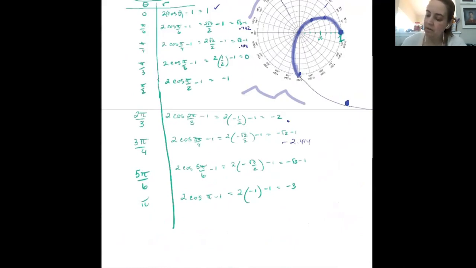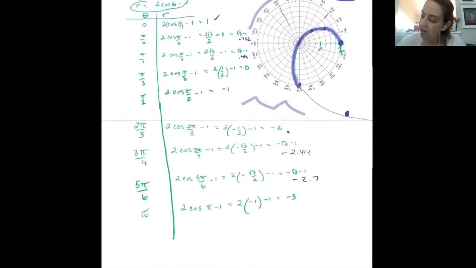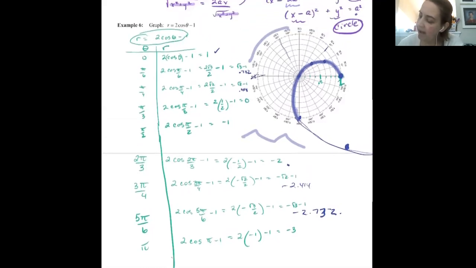Oh my goodness. I have to put batteries in my calculator and I haven't done that yet. So I'm using a scientific calculator. It's negative 2.732. All right, so that's even larger. And then when I get to pi, and pi is all the way over here, I have to go back to negative 3. So I drastically made a huge error, but then it makes kind of the seashell shape.